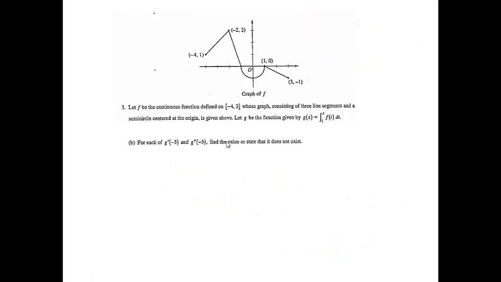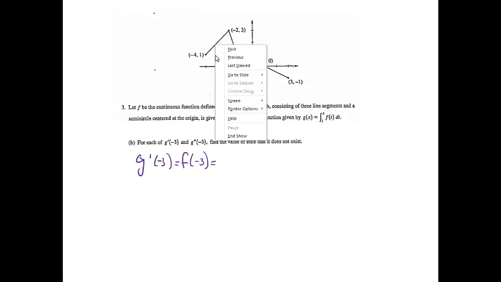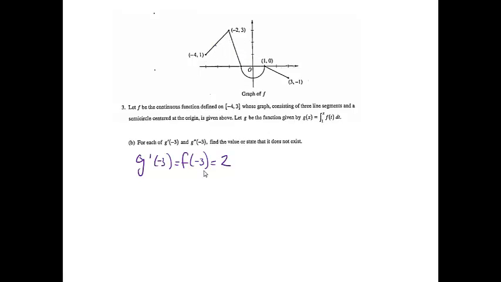Okay, part B. For each of g prime of -3 and g double prime of -3, find the value or state that it does not exist. Okay, g prime of -3, I know that that just equals f of -3, which means I'm just going to look at the curve. So at -3, that's my value right there. And once again, I notice it should just be halfway in between. So if this is at 3 and that was at 1, in between it should be at 2. So that will just be 2. That would be worth 1 point.